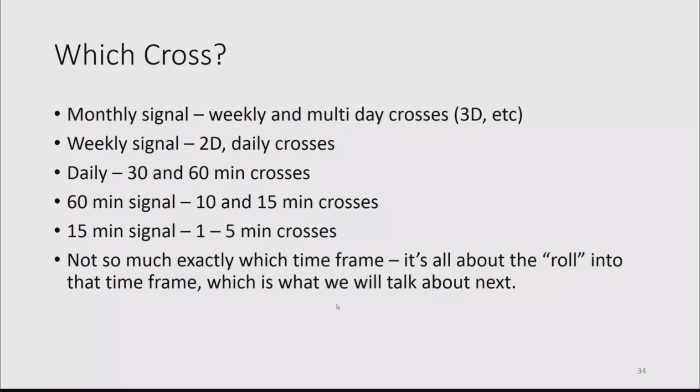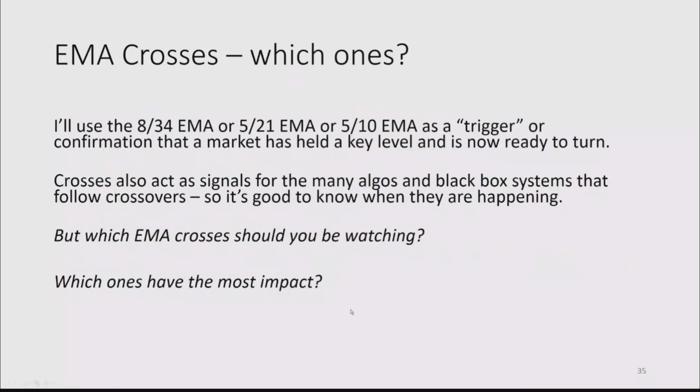Okay, so we just talked about that. Now we've been talking about EMA crosses, but which EMAs? I haven't really talked about which ones. Ones I've used in the past are the 8 and 34, the 5 and the 21, and the 5 and the 10. There are obviously a lot of different combinations, and I like the 8 and the 21. I've used these and others as a trigger for the actual cross that I'm looking for.